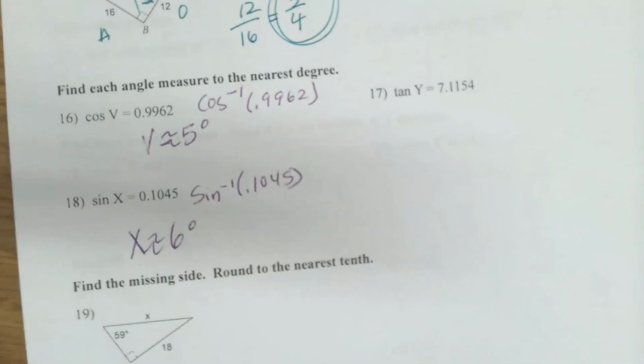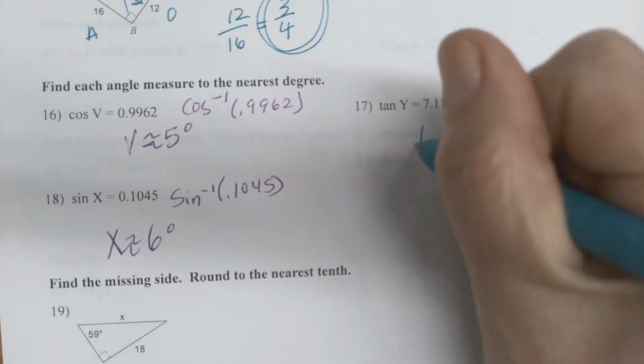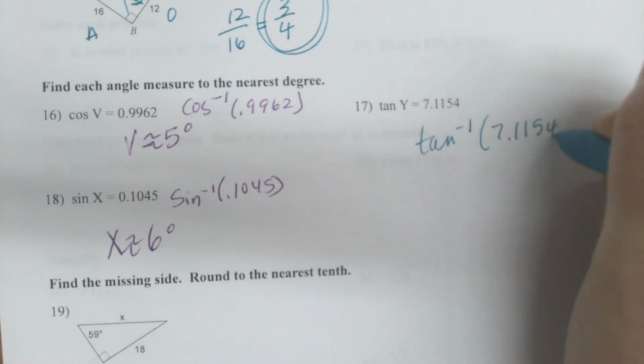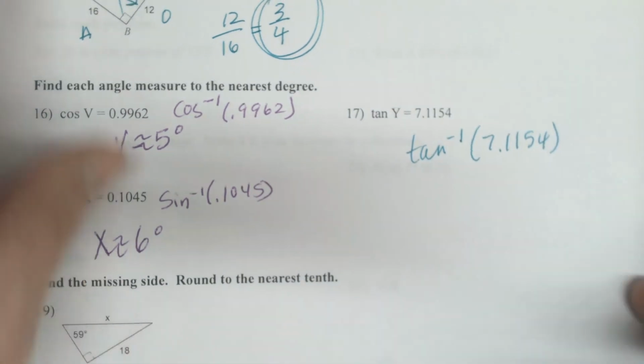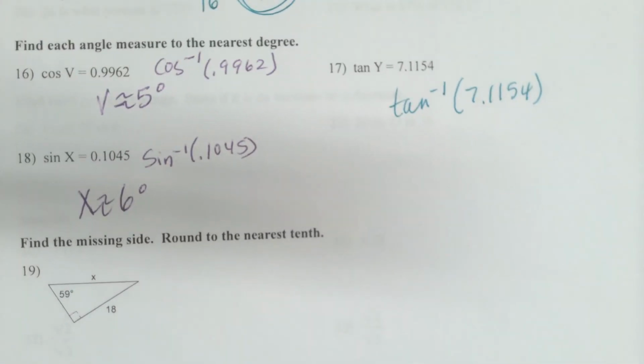So what do you do for your next one? That would be the one on your own. Tangent inverse of 7.1154. Biggest mistake people make is not having it in degrees. Again, I'll let you get caught up on that, and then we'll do the last type that we're going to go over together, and then I'll let you check the other stuff kind of on your own.